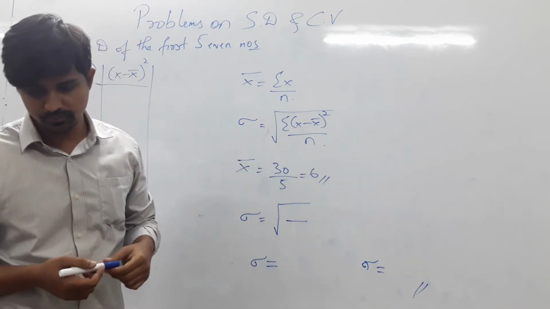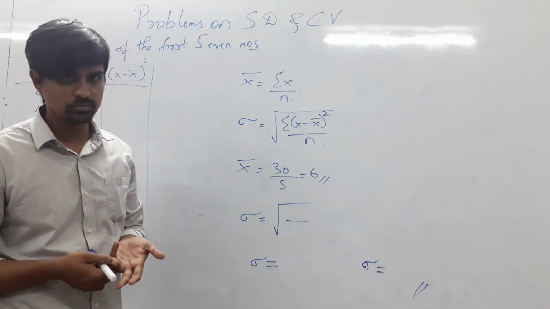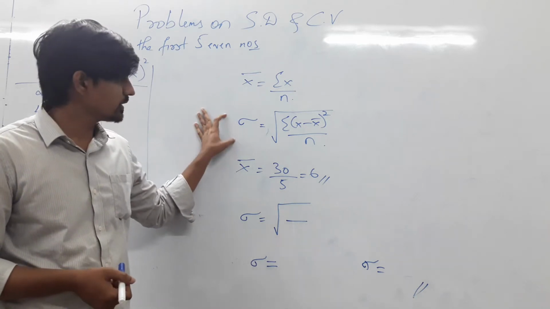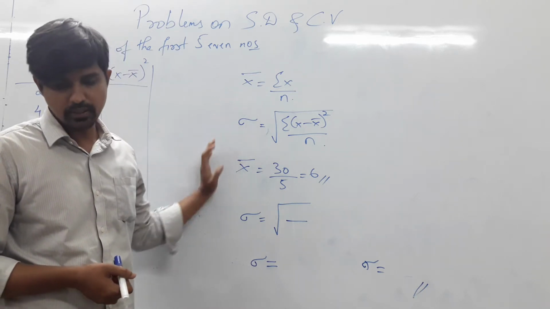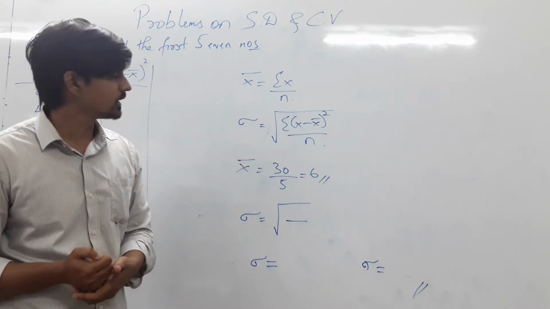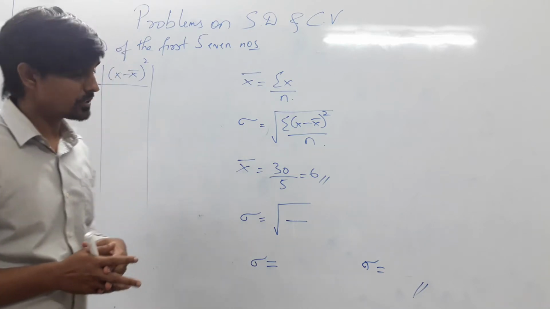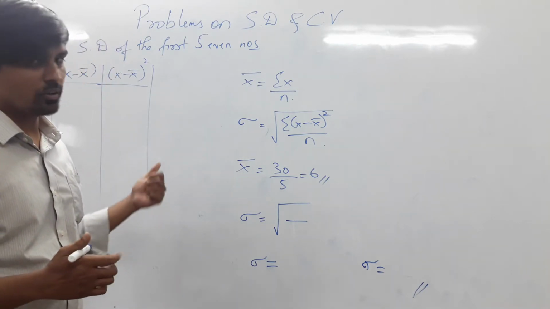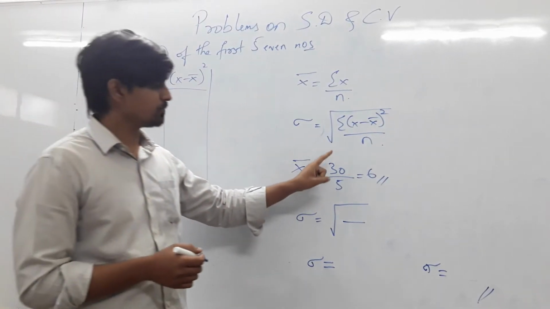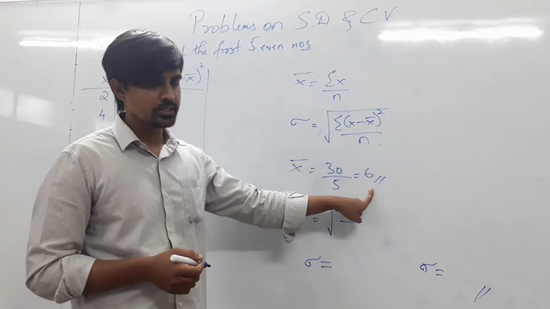Okay. Now what do I have to do? There are two different methods of solving standard deviation. This is one method, and in the next sum I will show you one more method. What you have to do here is first calculate the mean. Because this is ungrouped data, 2 plus 4 plus 6 plus 8 plus 10 will be how much? 30. How many numbers? 1, 2, 3, 4, 5. So x bar is equal to 30 by 5. What is the answer? 6.